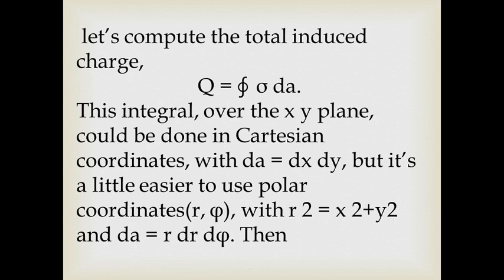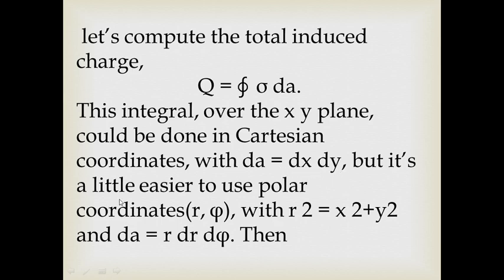Now, to compute the total induced charge, what do we have to do? We have to integrate sigma over the entire surface. That means, if we take the surface integration of sigma, which is a function of x, y, into dA over the entire surface, then you will find out how much total charge is produced on the conducting surface. This integral over the xy plane could be done in Cartesian coordinates with dA equal to dx dy, because it is the xy plane.